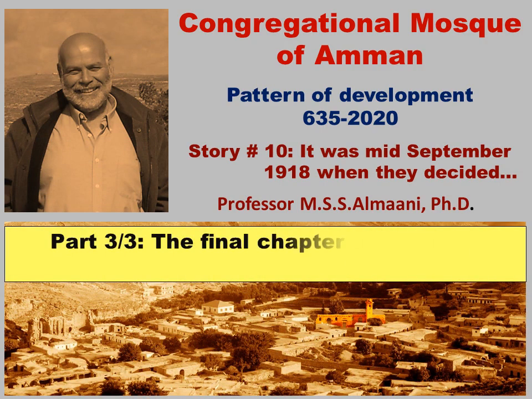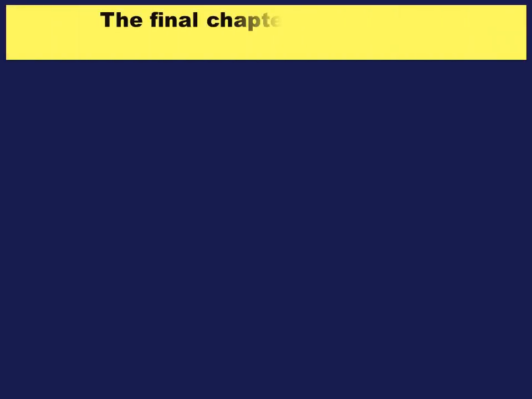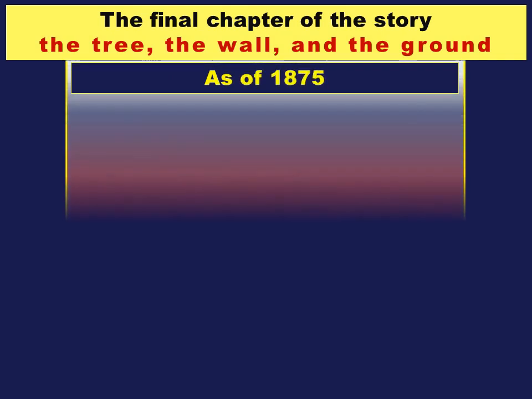Part 3 of 3, the final chapter of the story: the tree, the wall, and the ground. The final chapter of the story: the tree, the wall, and the ground. As of 1875.